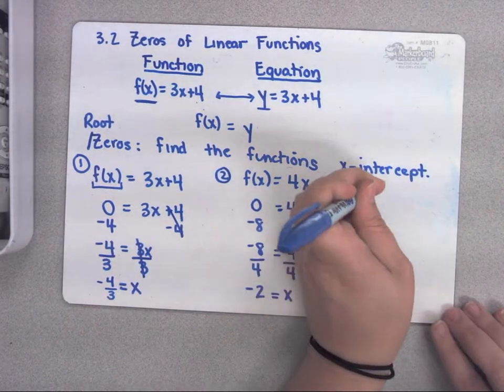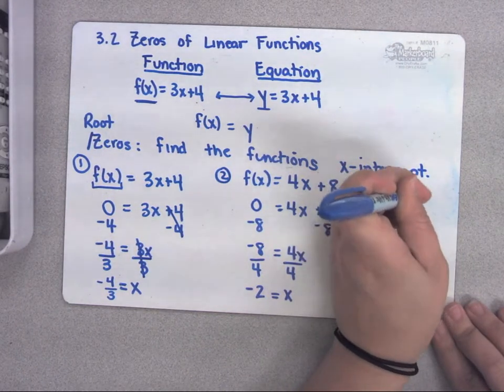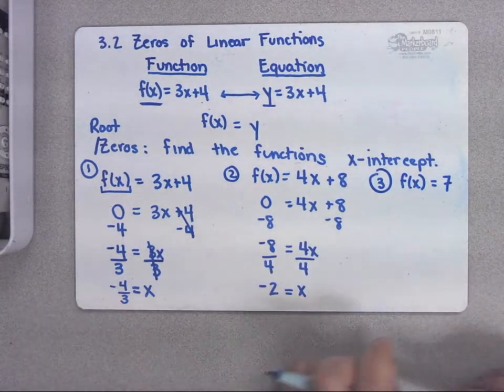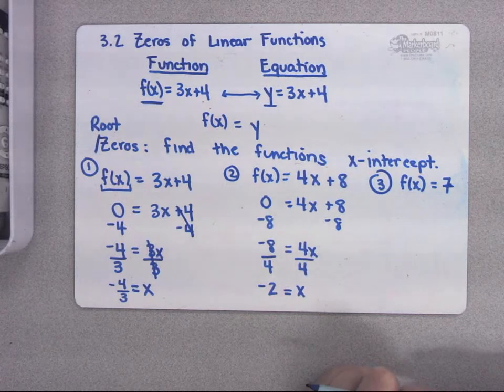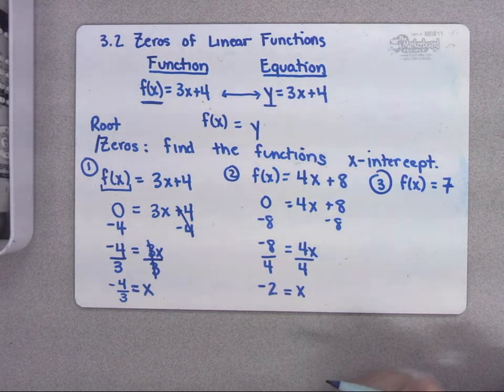Okay, now let's look at this equation. This one looks weird. F of x equals 7. That's it. That's my entire equation. What's different about this equation, Katie? There's no x in the equation, is there? If there's no x in the equation, can you have an x-intercept? No. This one's the easiest one you've ever had in your life.